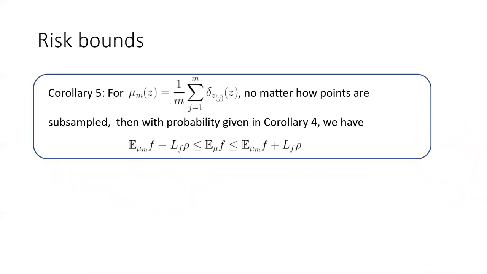By doing this, we have that if we subsample n points, no matter how we do that subsampling, and we put equal weights to each point, then we have this interval. This is the expected risk with respect to mu, which is unknown. However, it's bounded in between this interval. So this is indeed an interval.